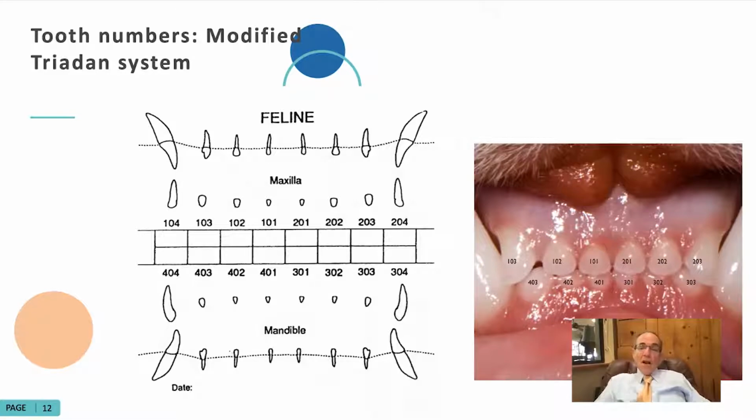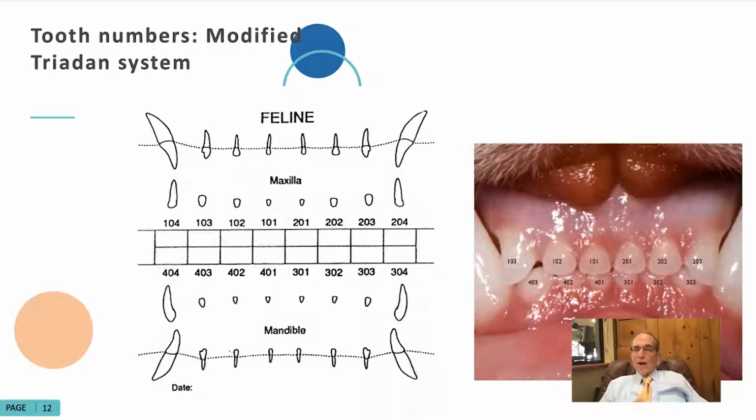There are 100 series, 200 series, 300 series, and 400 series. Actually, for deciduous teeth, there's 500, 600, 700, and 800. But let's just concentrate on the adult teeth. The 100 series starts from the right maxilla, and it starts from the 1st incisor moving backwards.